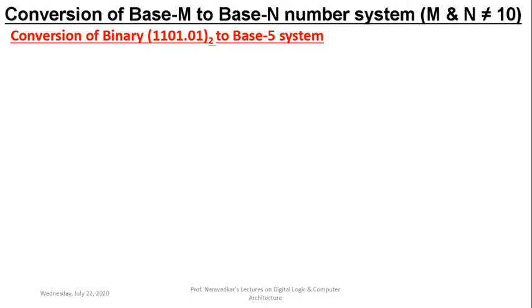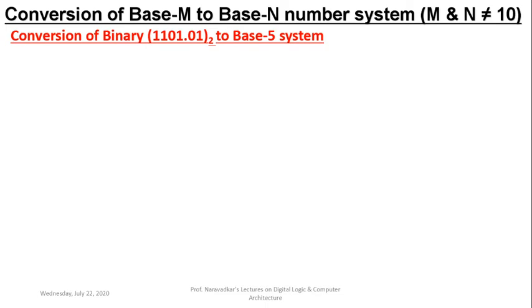Base M to base N number system, and both M and N are not equal to 10. It clearly means that I am not going to convert a decimal to base N system, or any other number system to decimal number system here. So decimal to other system or other to decimal I am not going to convert here, because this part has been already covered in earlier lectures.